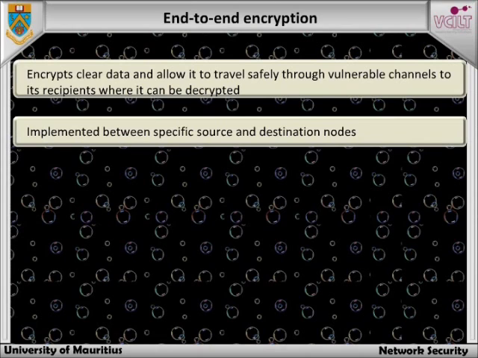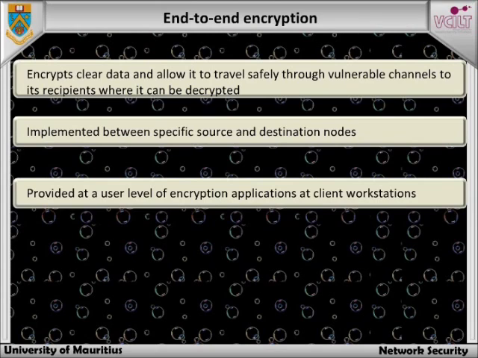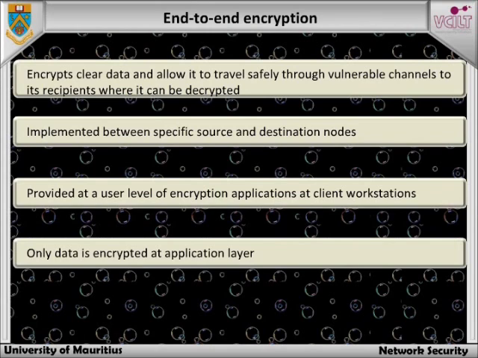In application layer encryption, end-to-end security is provided at a user level by encryption applications at client workstations and server hosts. Of necessity, encryption will be as close to the source and decryption as close to the destination as is possible. In end-to-end encryption, at application layer, only the data is encrypted.